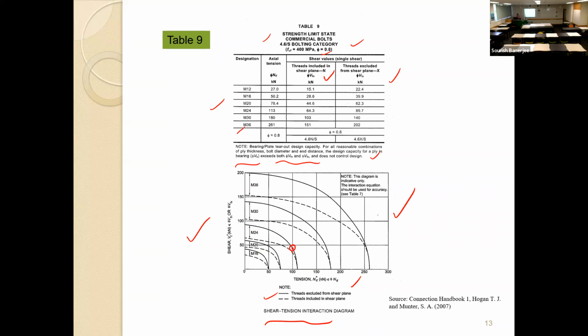So if you consider that for M24, you have this 100 kilonewton force, which is the capacity, the tension force to be carried. Then you have to move into the horizontal line and see what is the corresponding maximum shear force the bolt can carry. In this case, you see it is less than 50 kilonewton. You have to interpolate. But you can see that this is basically the shear, the vertical axis, and the horizontal axis is the tension.